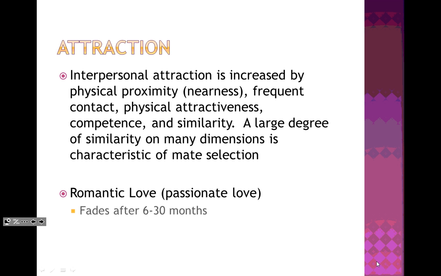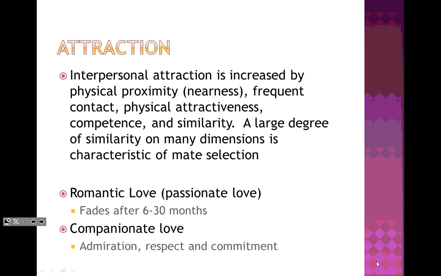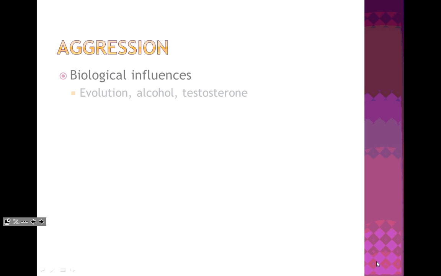Okay, move on. So there's passionate love and companionate love. Passionate love fades; companionate love lasts forever. Moving on. Aggression. Things that cause us to be aggressive: hormones, like testosterone, and heat. Also, the frustration-aggression hypothesis, that when we feel frustrated, we're more likely to be aggressive.